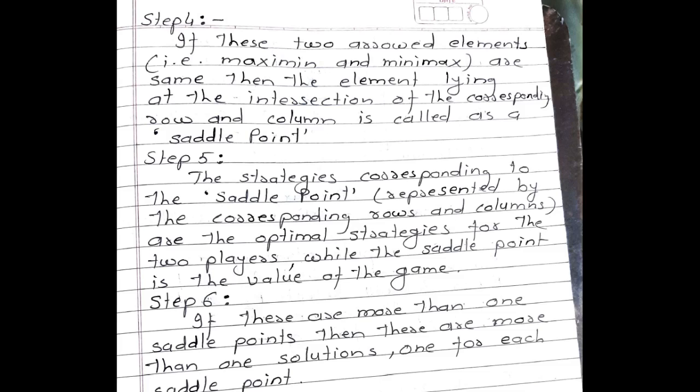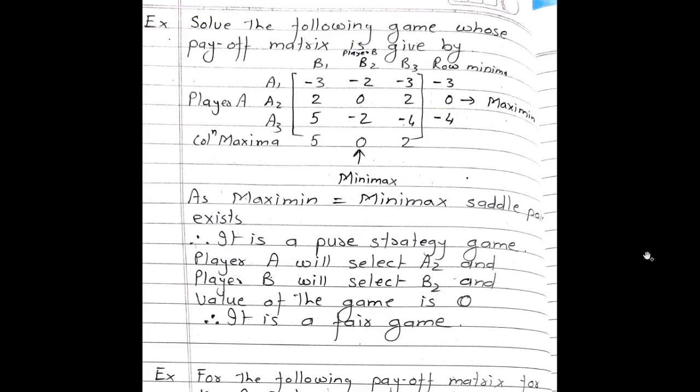Step 5. The strategies corresponding to the saddle point, represented by the corresponding rows and columns, are the optimal strategies for the two players, while the saddle point is the value of the game. Step 6. If there is more than one saddle point, then there is more than one solution, one for each saddle point. So those are all the steps with the help of which we can solve a pure strategy game.